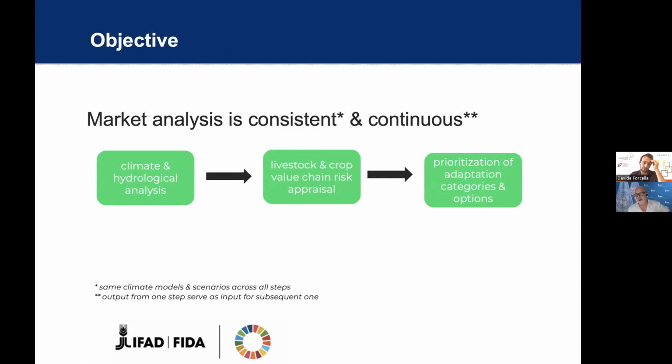But anyways, the market analysis for the climate side, we have to have consistent and continuous, which means obviously updating our data all the time based on climate change information as it comes into the data sets that we access. But for climate and hydrological analysis, what's the risk to the particular commodity? And then finally, what are the prioritized adaptation categories or technologies and options that the smallholders can use? So at the most general level, that's what we're trying to do. So next slide, please.